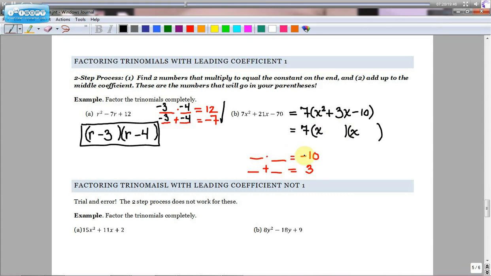Okay, so if they're multiplying to give me a negative, I know that one is positive and one is negative. And since they're adding up to give me a positive number, I know the bigger number is going to have to be positive. So if we try a 5 times negative 2, that gives me negative 10. 5 plus negative 2, same as 5 minus 2, gives me a 3. So we'll have a plus 5 and a minus 2.